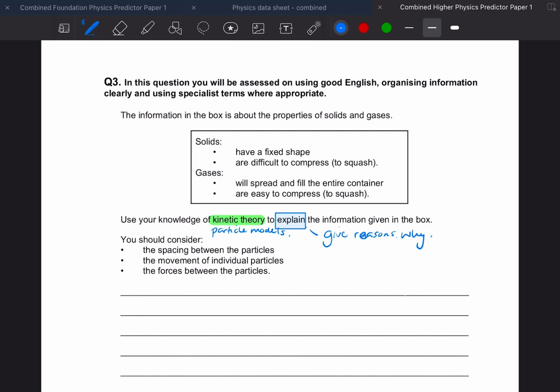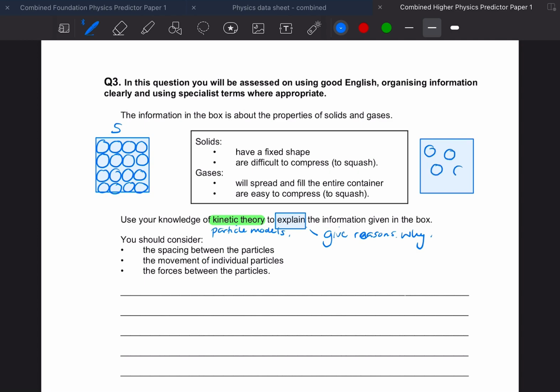So what I'm going to do is just sketch out my particle models for my solid, and over here I'll do the gas. I'll try and keep it roughly about the same volume. We'll put the particles in. So the solids, we should be putting in our particles. They're all touching. They're in this regular formation, like this. Make sure your particles are all the same size. So there's my solid and my gas, same size particles, but the particles are going to be much more spread out. So we've got to make sure we talk about spacing.